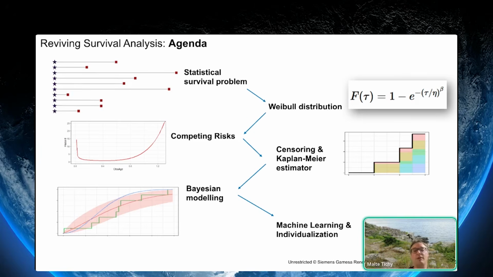Then we'll talk about the distinguishing feature of survival analysis, that is censoring, that we have a data set where a lot of the information is hidden from us because we don't know yet when somebody will die or when a component will fail, and so on. And we'll then see how we treat these problems in a Bayesian way and how machine learning will lead to a really great degree of individualization in today's survival predictions.